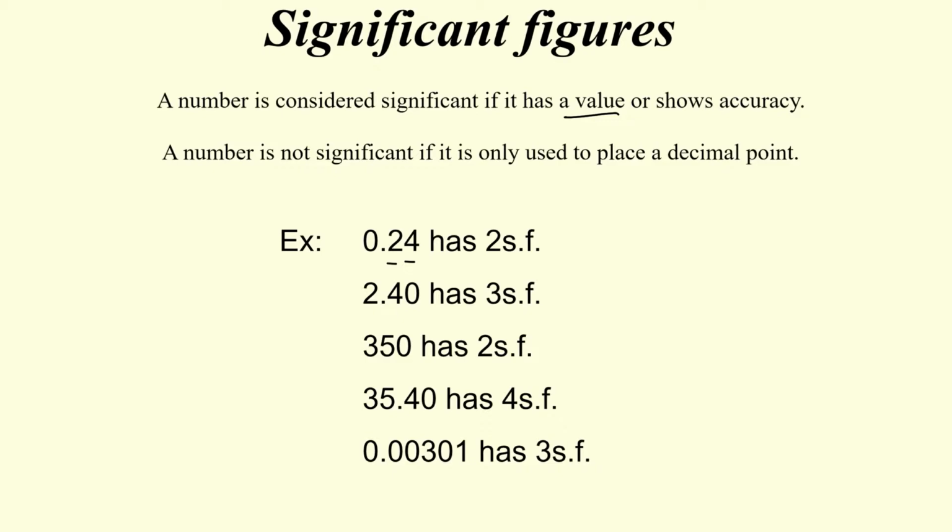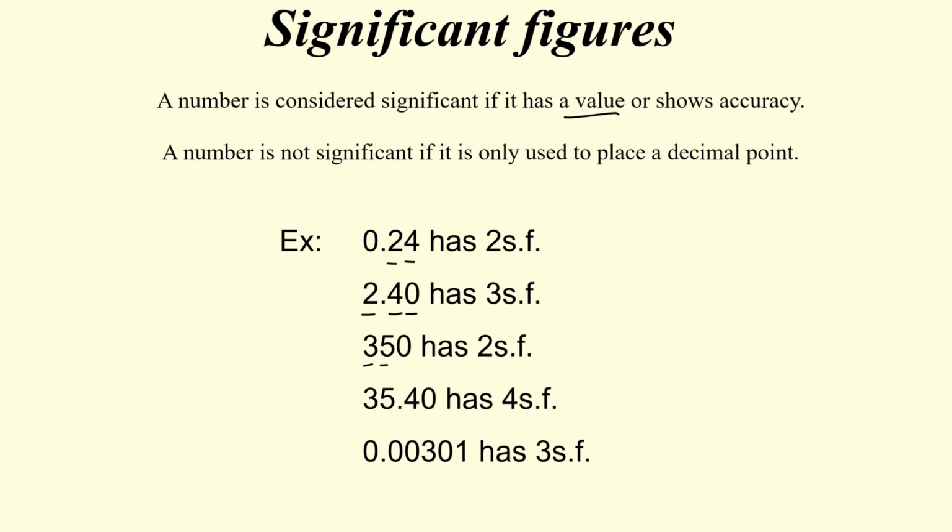Now, if you look at the example below, 2.40, same digits, 2, 4, and 0, but in a different arrangement. Here, the 2 and the 4 are definitely non-zero, so they're significant. The 0 is also significant in this case, because it tells us that the measurement was accurate to at least those two decimal places. Overall, we've got three significant figures. This hasn't just been approximated to 2.40. It is exactly 2.40. It's not 2.41 or 2.39.